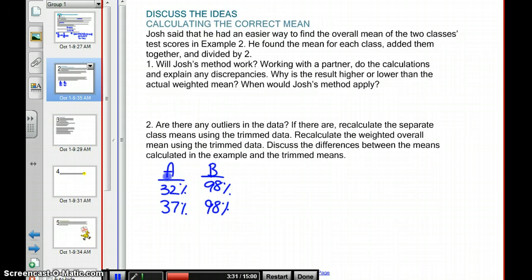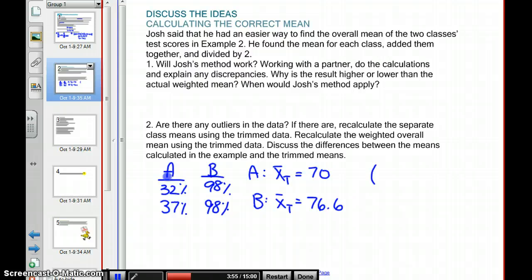If we find the trimmed mean of class A, it would equal 70, and the trimmed mean of class B would equal 76.6. Then we can go ahead and take the weighted mean of these. So we'd get 70 times, now the value we're going to multiply by is going to be slightly different from before because we took out certain pieces of data.